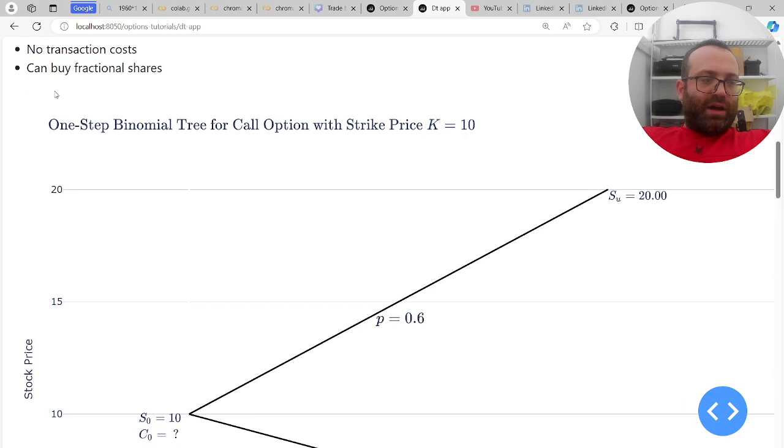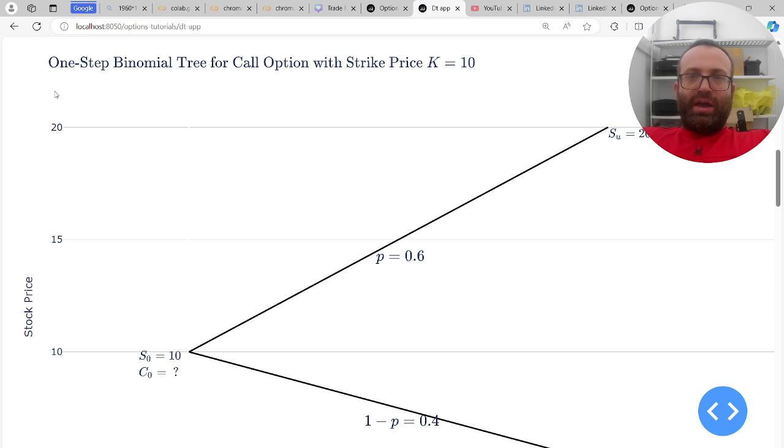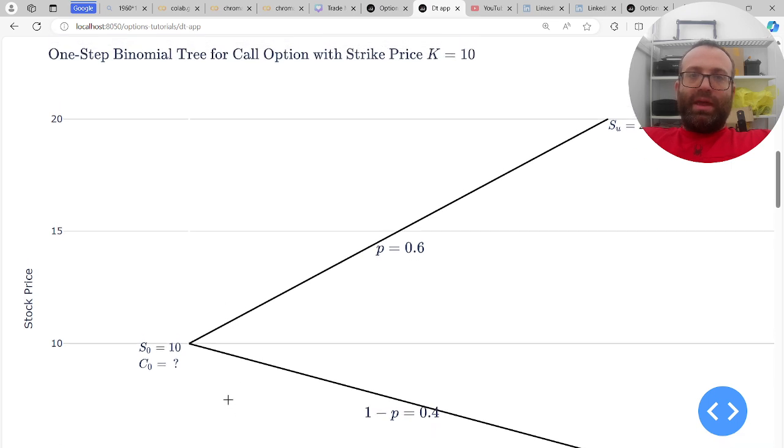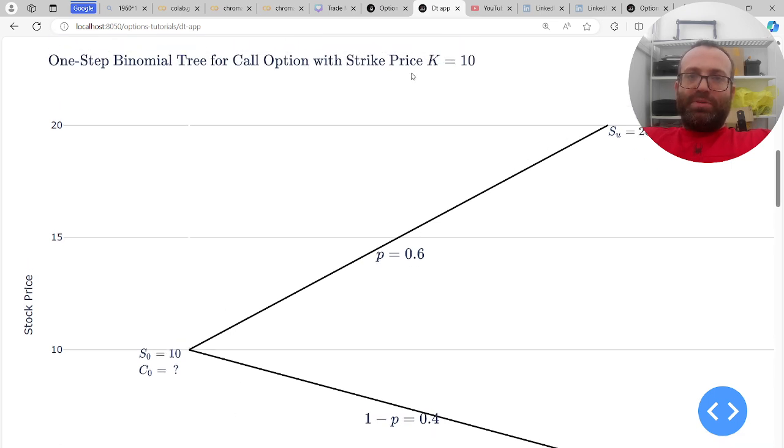So let's first show you the model and show you how to price the option. So basically, let's assume S0 is the current stock price, $10. And we're assuming with probability 60%, we can double to 20, and with 40%, the stock goes down, halves to 5. So the question is, how much would you pay for a call option with strike price equal to $10?